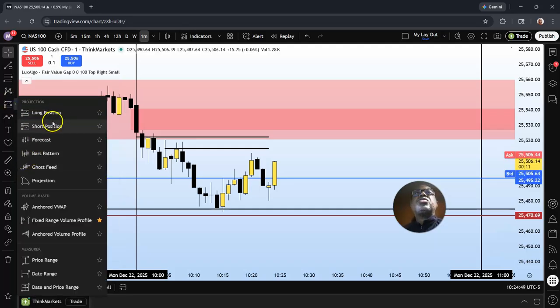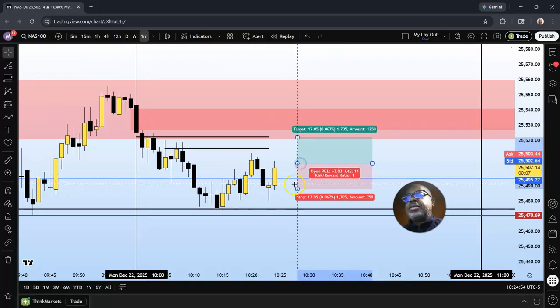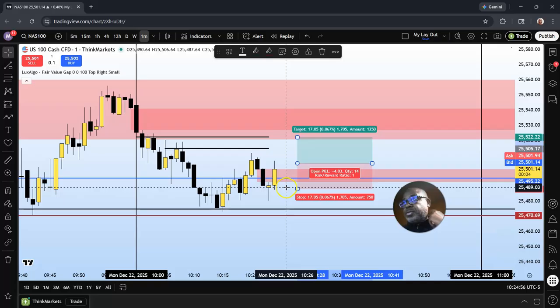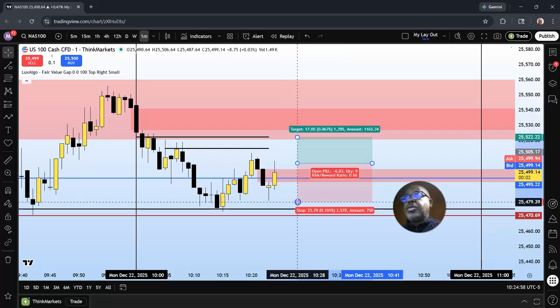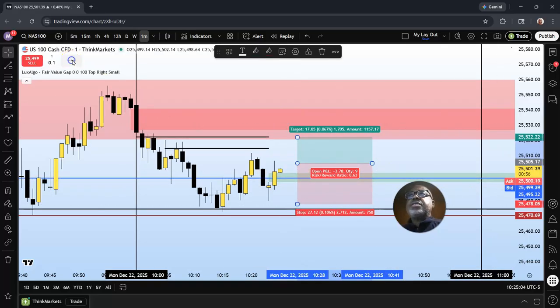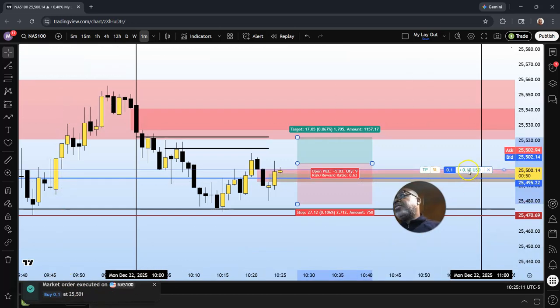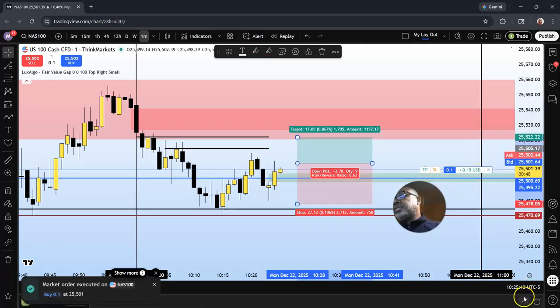Okay, for a long pattern here. So the close of the market, close of that candle, I'm set that stop loss below this wick here, so right here, and let's get in. So we're in the market, executed a trade. We're up so far.